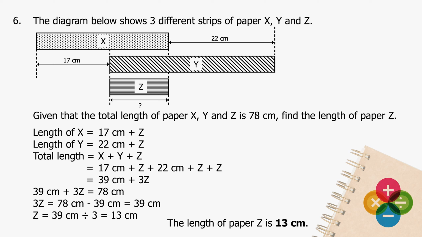39 cm plus 3Z will be 78 cm. 3Z will be: subtract 78 cm from 39 cm, and the difference is 39 cm. 1 Z will be: divide 39 cm by 3, and the quotient is 13 cm. The length of paper Z is 13 cm.